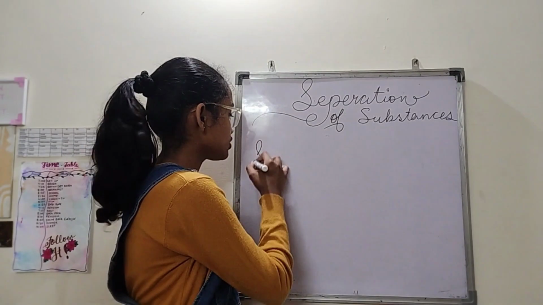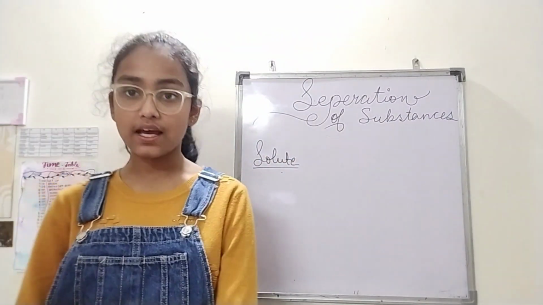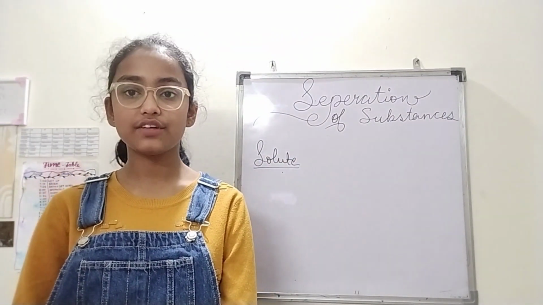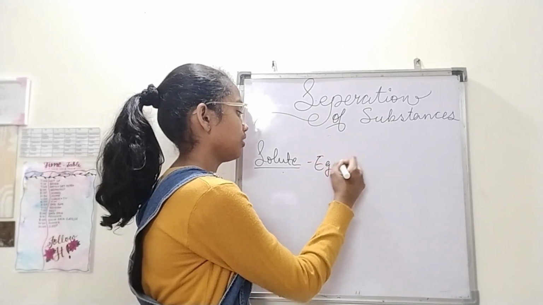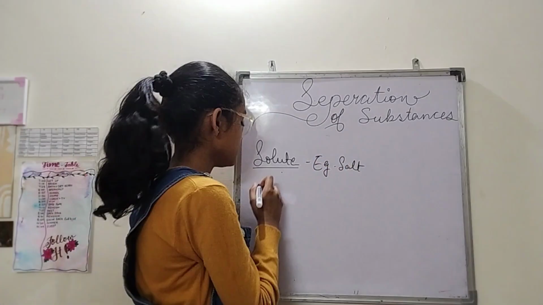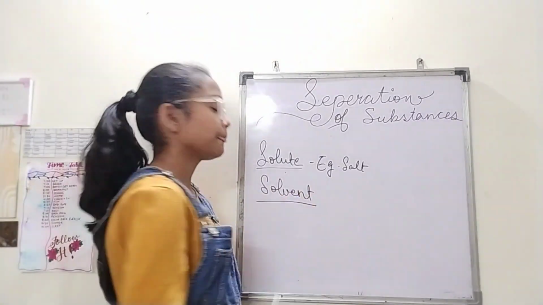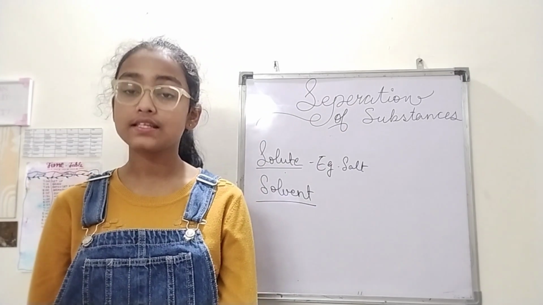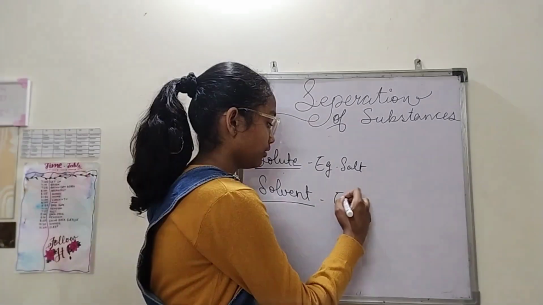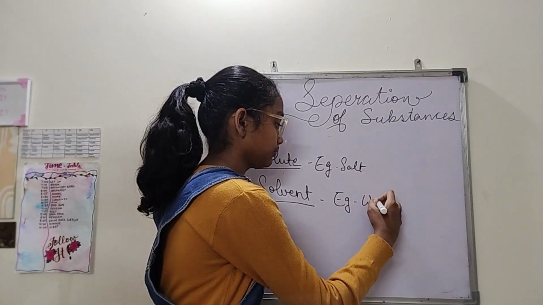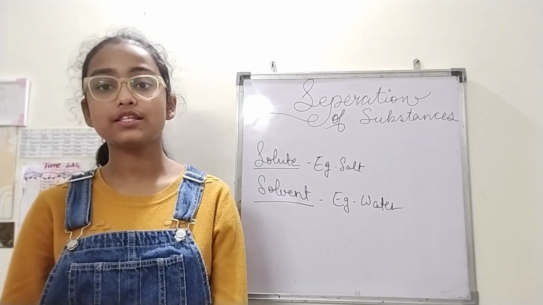Now we are going to talk about the most confusing terms in this chapter. The first one is solute. What is solute? The substance that is going to dissolve in the solvent is known as solute. For example, salt. And the second term is solvent. What is the solvent? The solvent is the substance in which the solute is dissolved. For example, water. And yes, water is the universal solvent.